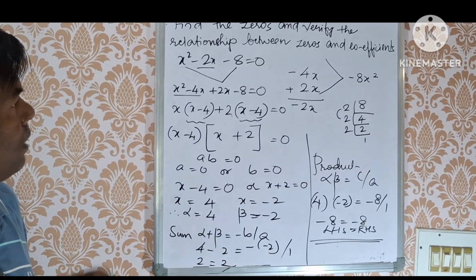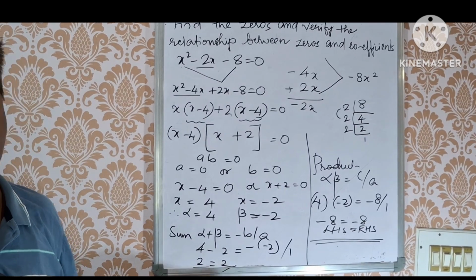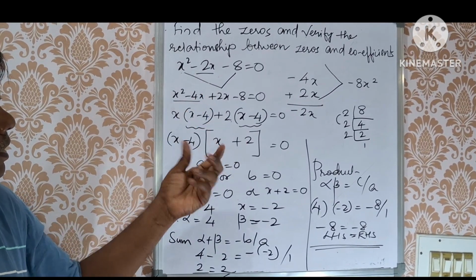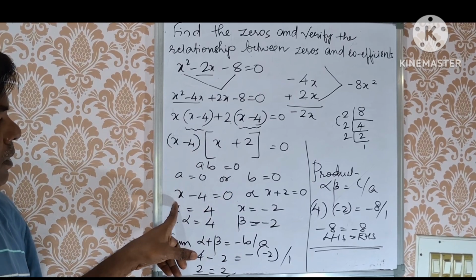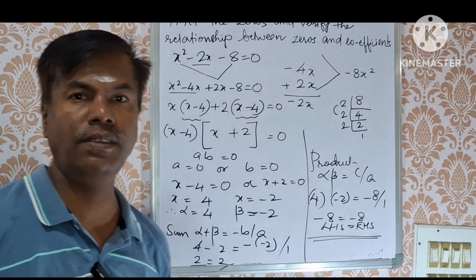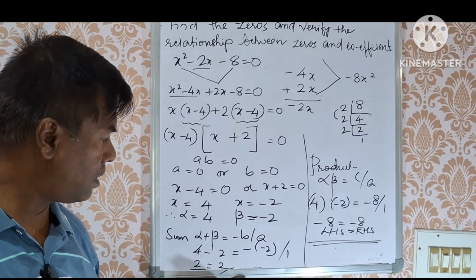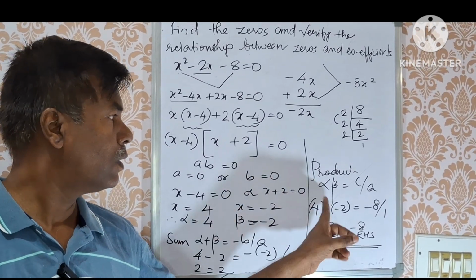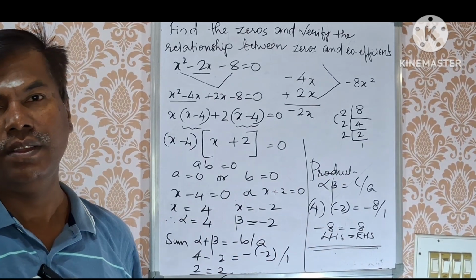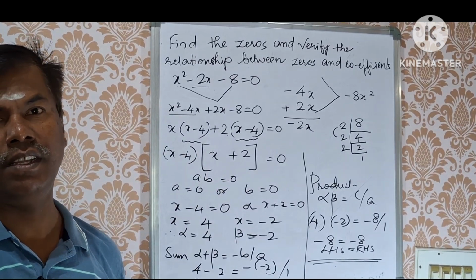Hence, we have found the zeros of this polynomial and the relationship between zeros and coefficients. How to find the zeros of this polynomial? Split the middle term, take the common term and find the value of x. How to find the relationship between zeros and coefficients? One relationship is alpha plus beta equals minus b by a. Verify that one. Another one is the product of two roots is c by a. Verify this relationship. Then the equation is verified for the relationship.